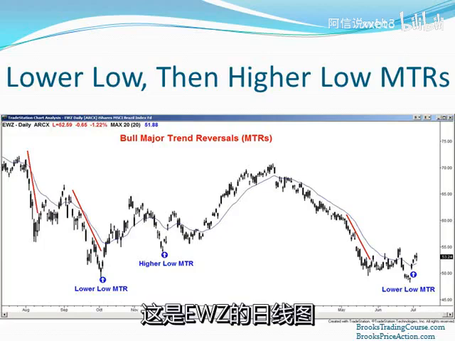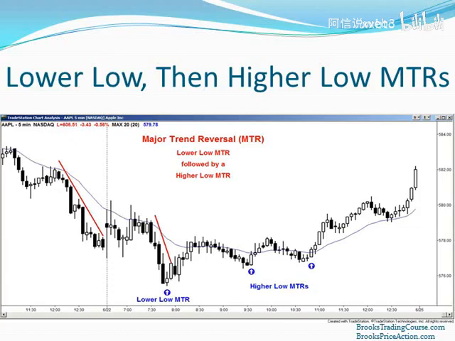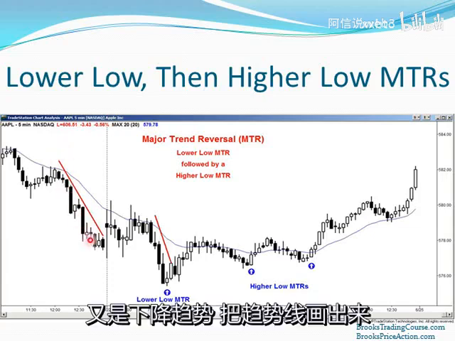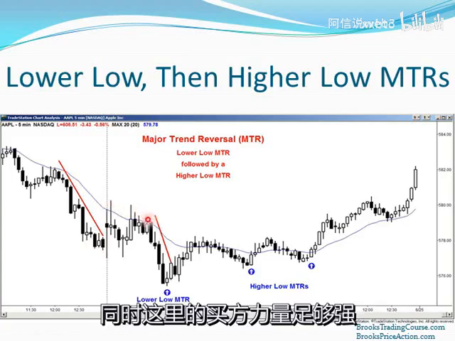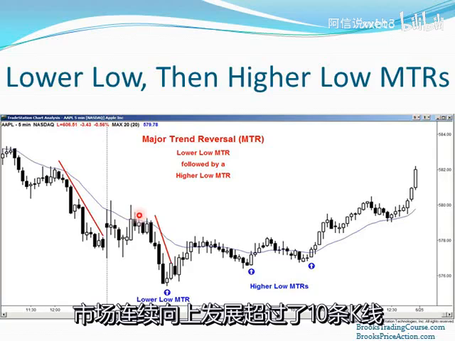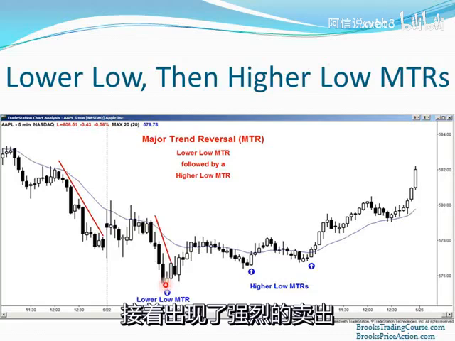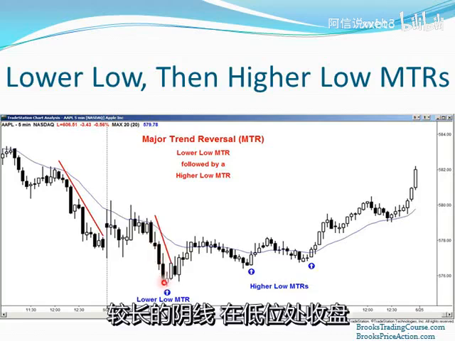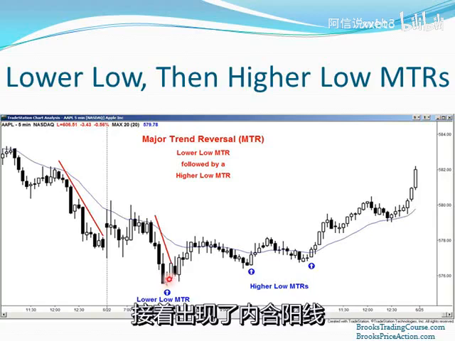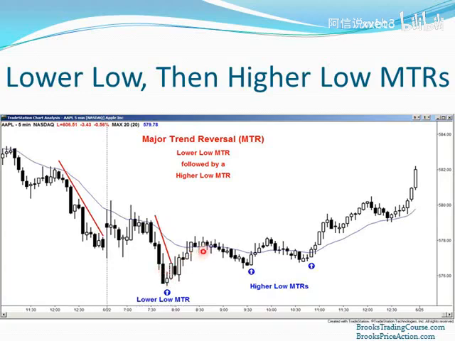This is the daily chart of the EWZ, which is a tracking ETF for Brazil. Again, bear trend, so you draw a trend line. We have a break and it hits the moving average, and we have enough buying pressure to keep the market up for about 10 bars. So you think that on the next leg down, you may have a major trend reversal. We have a strong sell-off, a sell climax, big bear bars closing on the low, and then we have a bull inside bar, a reasonable buy setup for a potential major trend reversal.